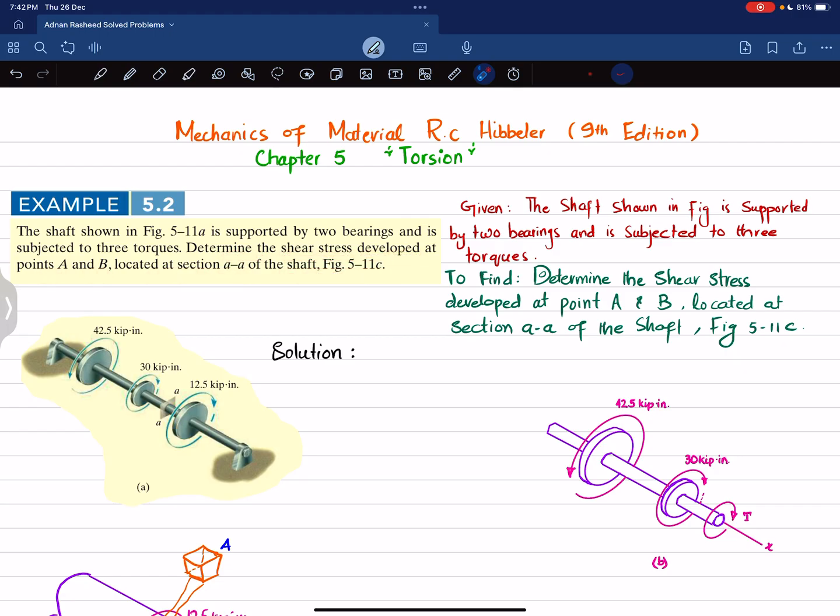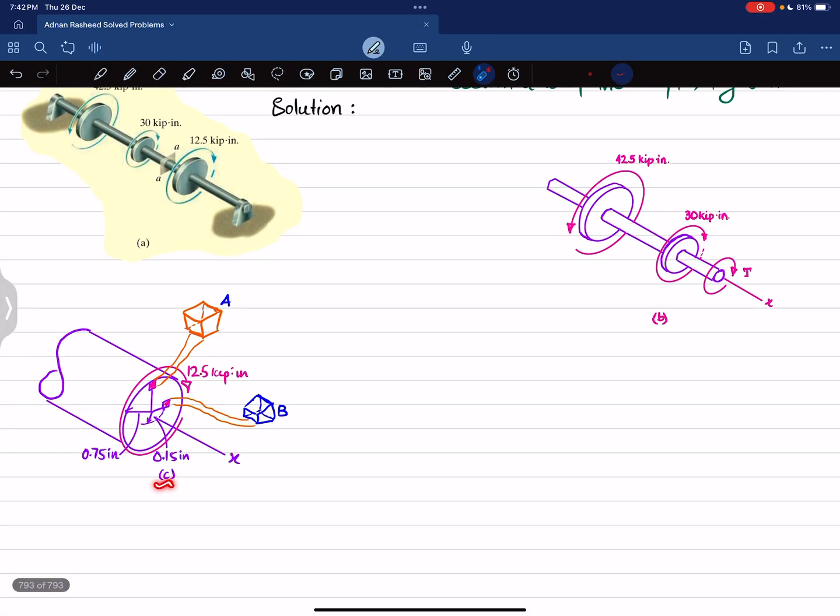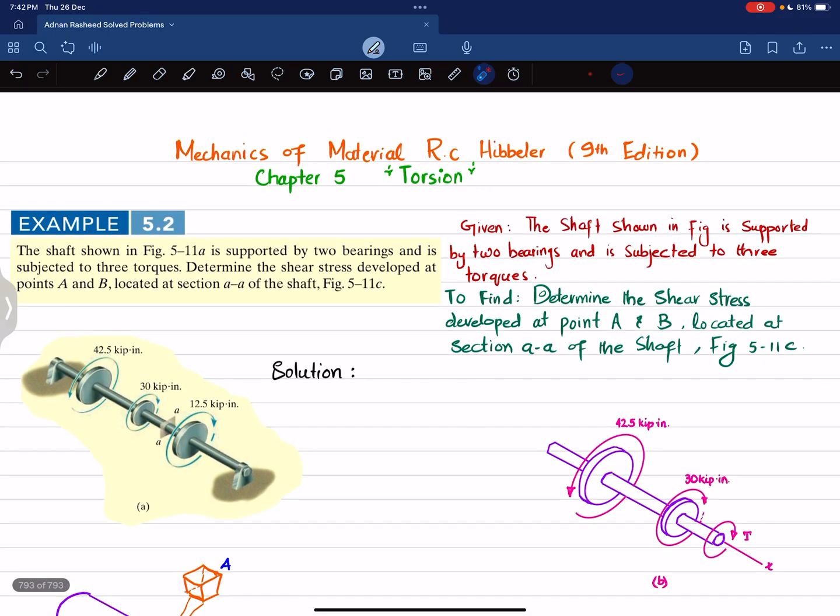So you can see this is figure A, and this is the shaft supported at the ends by bearings, and three torques are applied to it. So you have to determine the shear stress developed at section AA, and from figure C you can see you have to determine the shear stress at points A and B. So let's start with the solution.